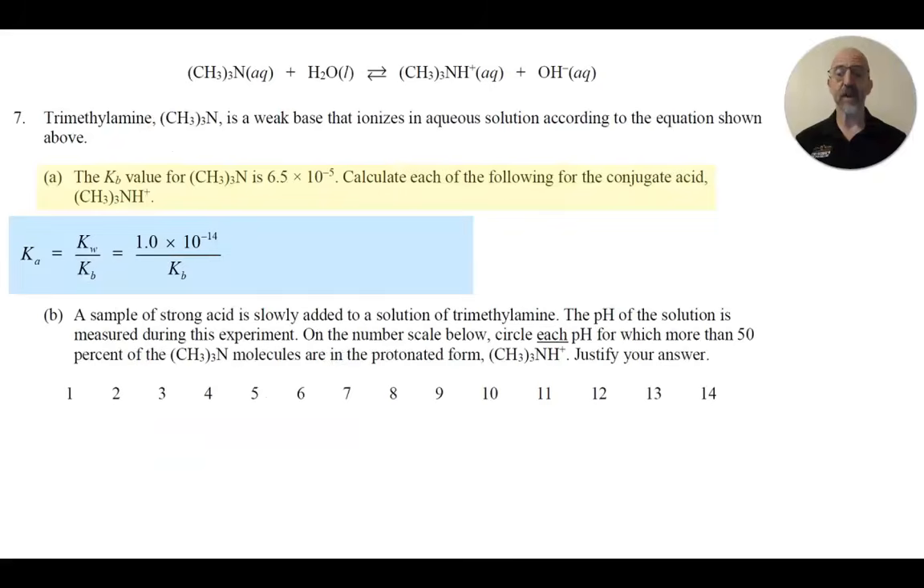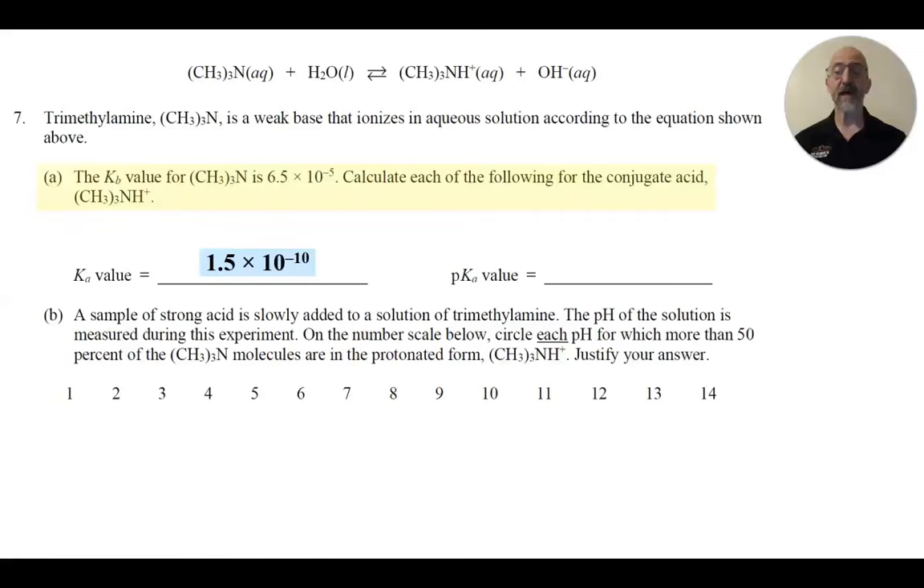So it's going to be 1 times 10 to the negative 14 divided by the Kb, which is 6.5 times 10 to the negative 5. So when we do that math, we get that the Ka value for the trimethylammonium ion works out to be 1.5 times 10 to the negative 10. So that's the first part of what we needed to calculate in part A. Now, we're not quite done with part A.